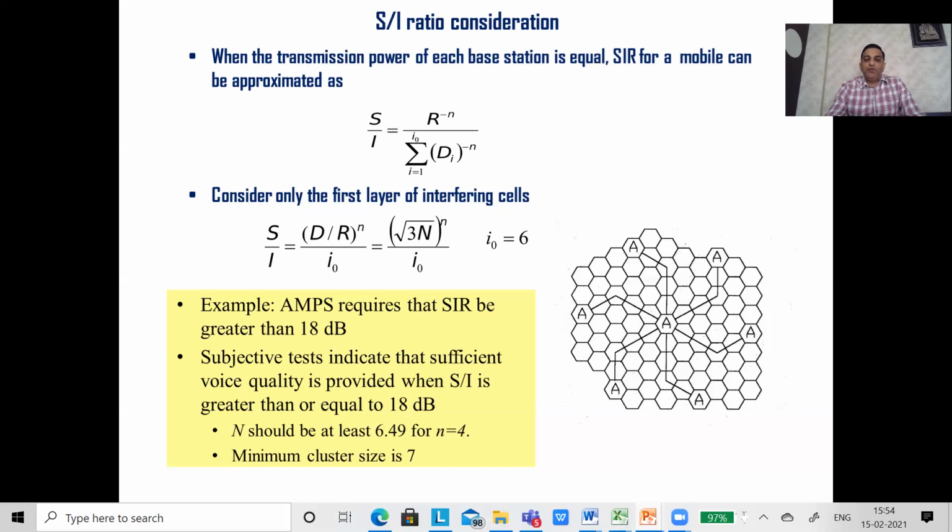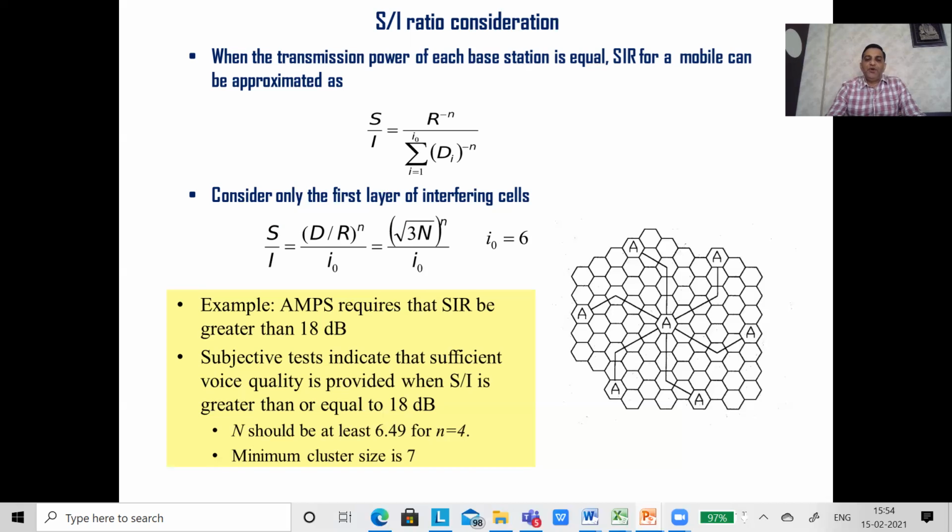So once you get the normal value of S by I, which is I think 63.49 something for 18 dB, put the value of 63.49 here in this expression. I0 is 6. Then in that case, the value of capital N will come out to be 6.49.